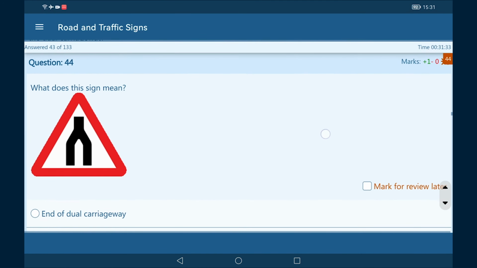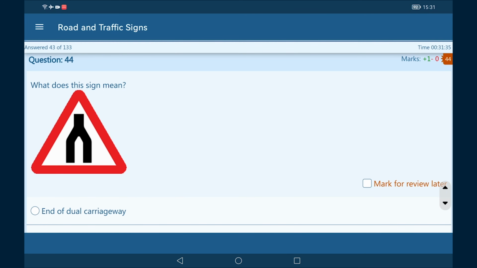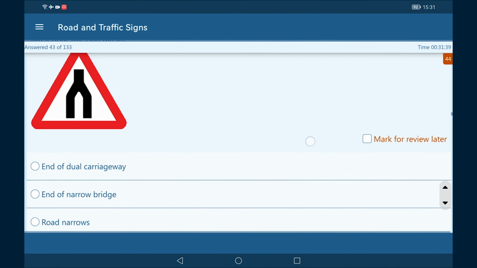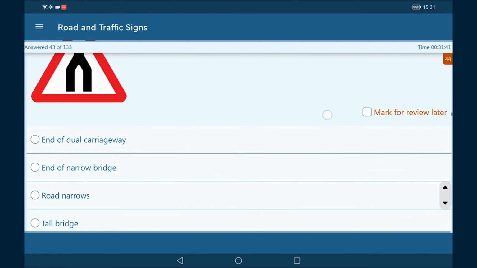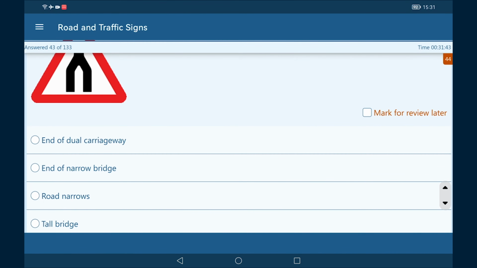Question 44. What does this sign mean? Option 1, end of dual carriageway. Option 2, end of narrow bridge. Option 3, road narrows. Option 4, tall bridge. The correct answer is Option 1, that is, end of dual carriageway.